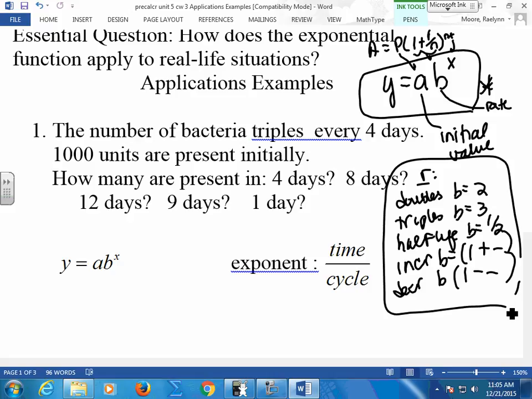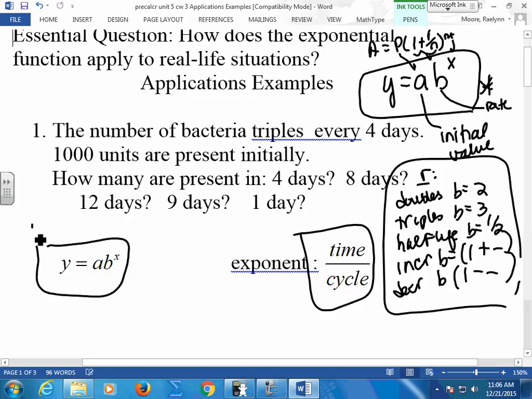So when we do your time, if you have a cycle, we divide it by whatever it says, like every 4 days, x over 4. And we'll do some of these together, so you'll see them. So we work off of this basic formula. All of your exponential ones should work off of this, even your interest problems. And the one thing I don't want you to confuse is the compounding. This that we're doing today has no compounding. That's only with your money.